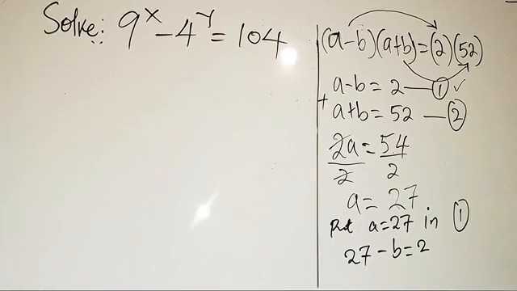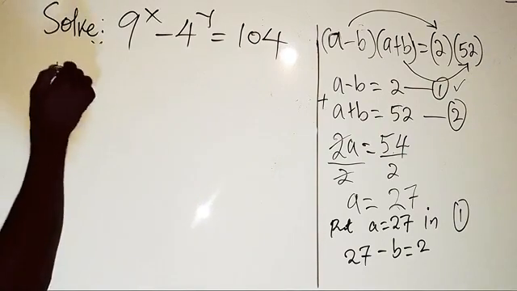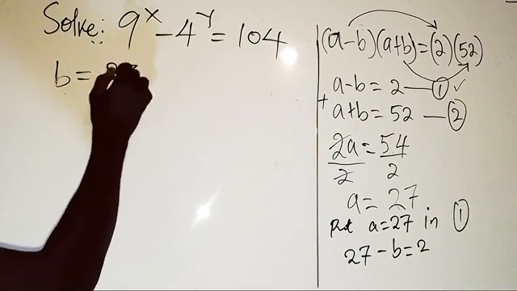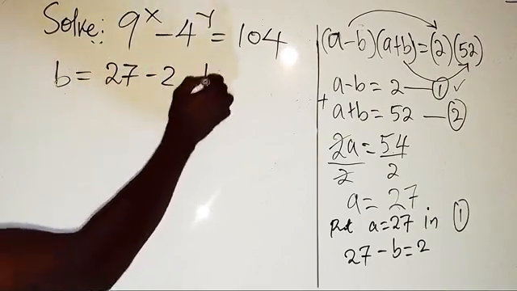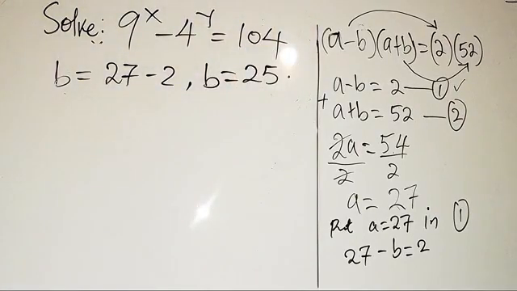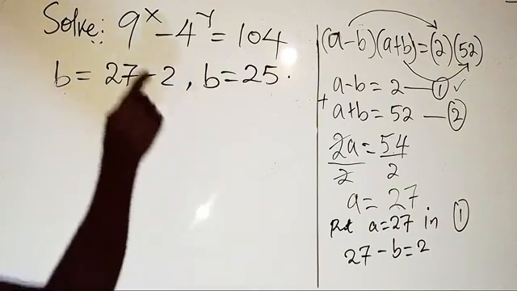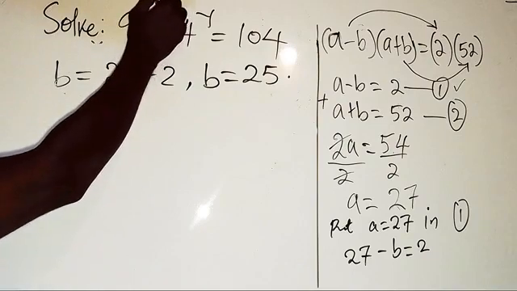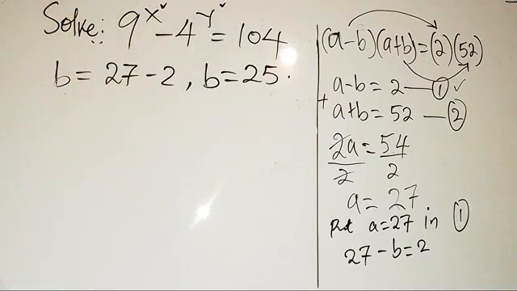All right. So from there, we have 27, so our b will be equals 27 minus 2, and we have b to be equals 25. Now don't forget that from the question, we are not actually looking for a and b. We just introduced a and b so we can get to our destination. What we are looking for is x and y.